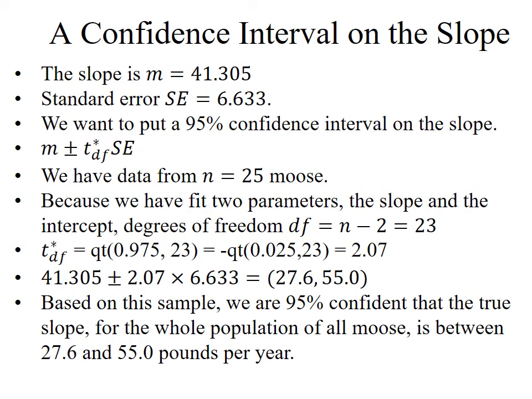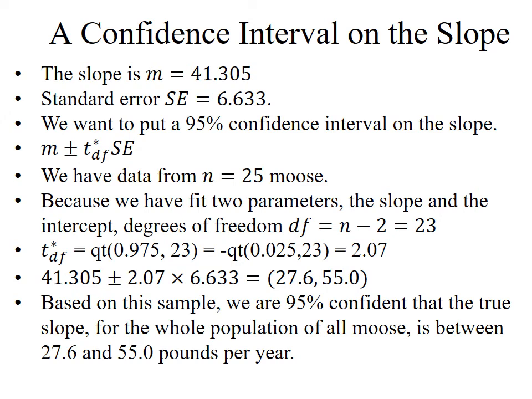So let's make a confidence interval on the slope. In this case, again, the slope is 41.305 pounds per year. Standard error is 6.633 pounds per year. If I want to make a 95% confidence interval, well, that's going to be the estimate plus or minus critical t-value times the standard error.